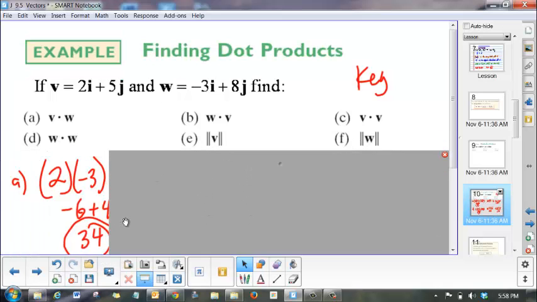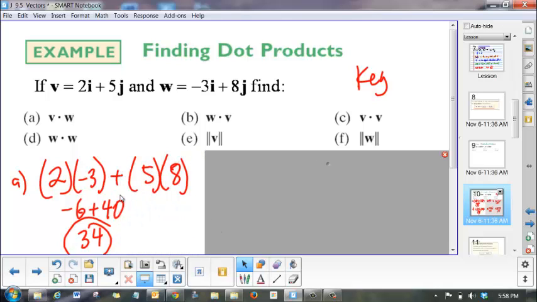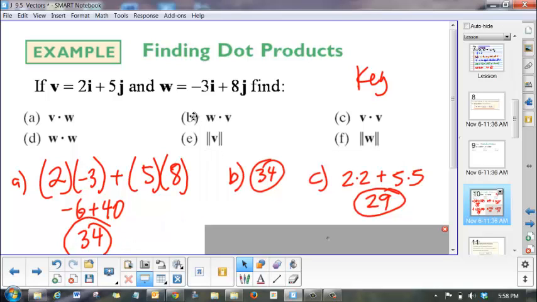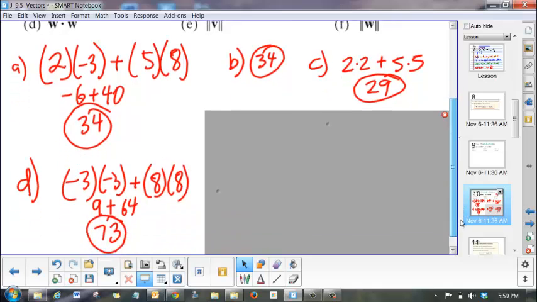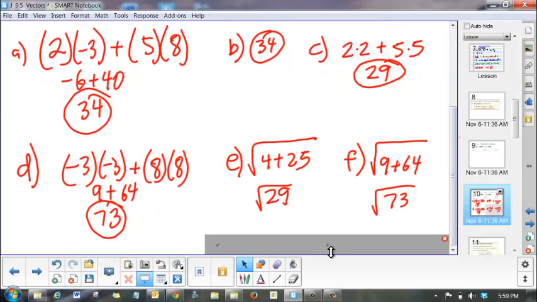Well, first of all, here's A. We just take 2 times negative 3, that's our i component, multiply them. 5 and 8, multiply those, and you can see we just add the two products together to be 34. You can see in w dot v we get the same exact answer. These are commutative. Remember, v dot w is the same as w dot v. If we did v dot v, we get this situation, 2 times 2 and 5 times 5. We add those together, get 29. Okay, and if you're looking for the other answers, here they are.